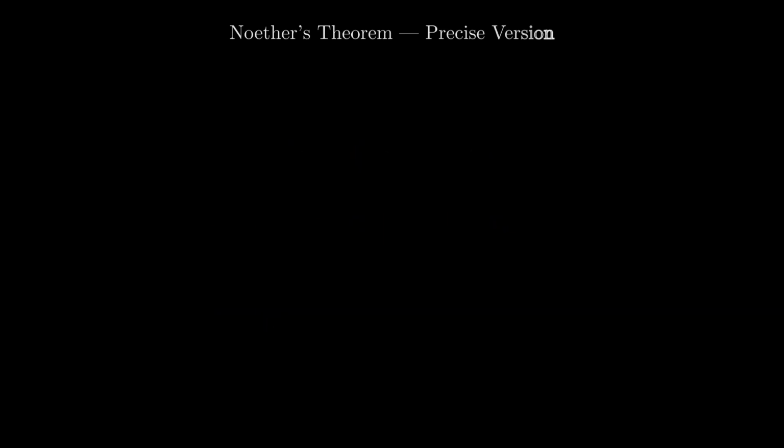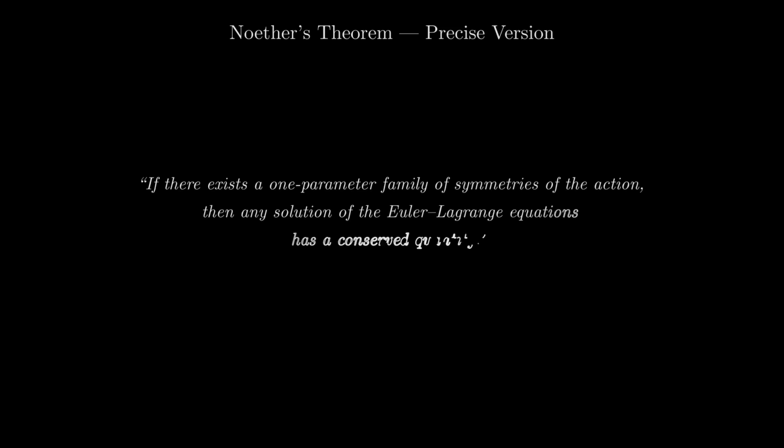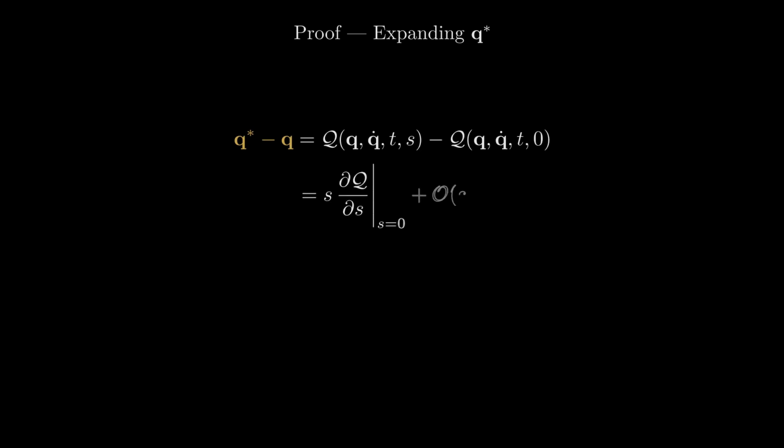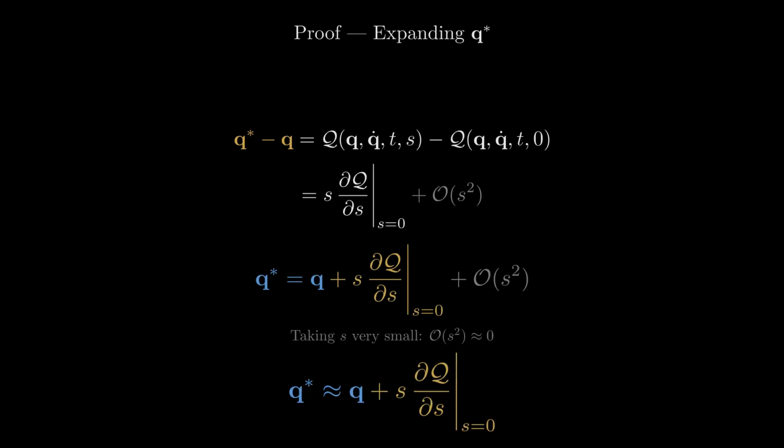With this definition, we can make an improved version of the statement of Noether's theorem. If there exists a one-parameter family of symmetries of the action, then any solution of the Euler-Lagrange equation has a conserved quantity. Now we've clearly stated what it means to be a symmetry, let's try and prove Noether's theorem. Let's consider the difference between q star and q, which can be written in terms of our map, and expanded using Taylor's theorem. We can now write q star in terms of our original curve q. From here on out we'll take s to be very small, so our second order terms can be neglected. Hence q star becomes the following.